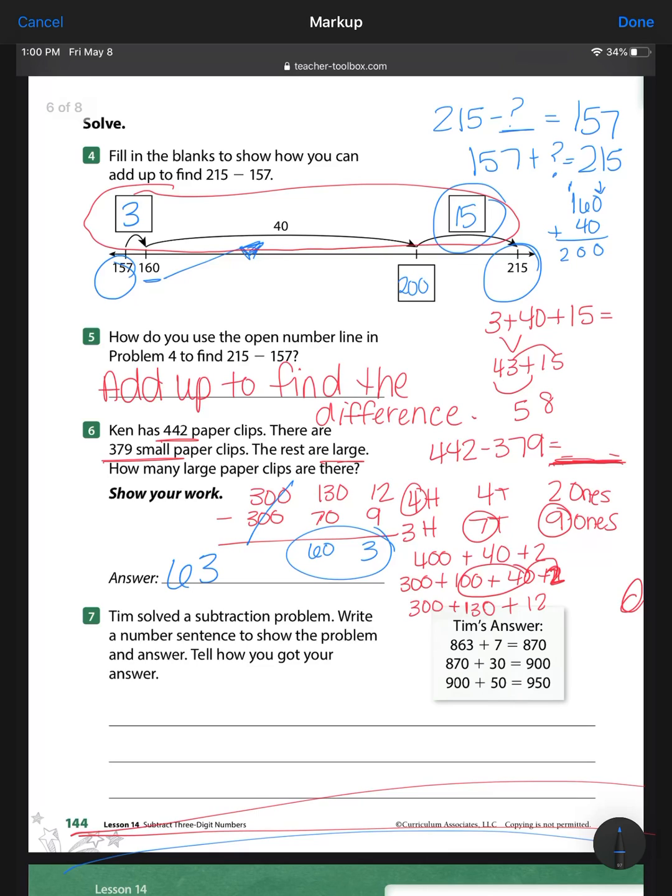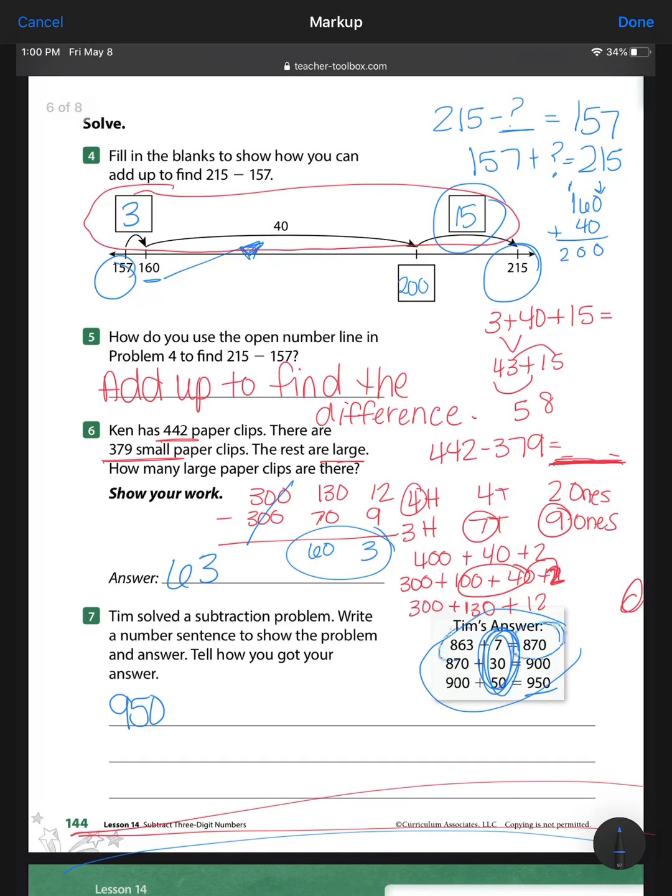Tim solved a subtraction problem. Write a number sentence to show the problem and answer. Tell how you got your answer. So this is Tim's answer. So he solved a subtraction problem. What subtraction problem did he solve? All right, so these numbers right here are going to tell us all about what he subtracted. So the number he started with has to be the greatest number. So we know that 950 is what he started with because that's the largest number.